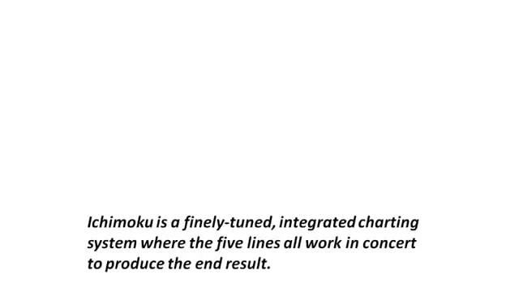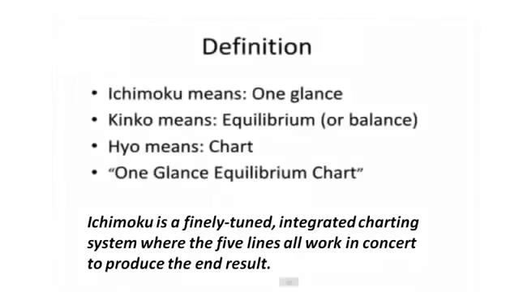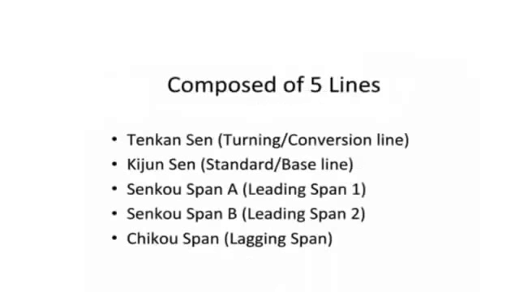Ichimoku is a very finely tuned integrated charting system where all 5 lines I'm going to discuss all work in concert to produce the end result. Ichimoku means one glance, Kinko means equilibrium or balance, and Hyo means chart. It's composed of 5 lines: Tenkan-sen, Kijun-sen, Senkou span A and B, and Chikou. Tenkan-sen is the faster of the 2 lines. Senkou span A and B actually make up the Kumo, or the cloud that you see very distinctive across the screen, and Chikou is a signal line projected behind price.